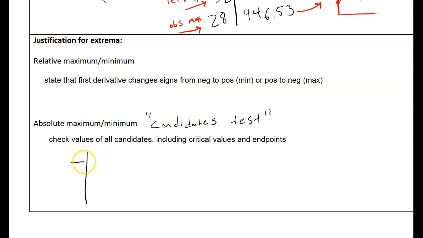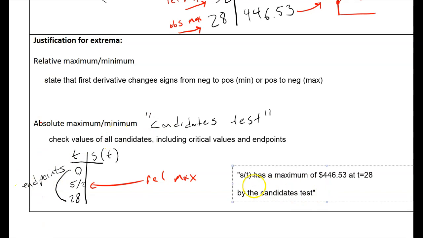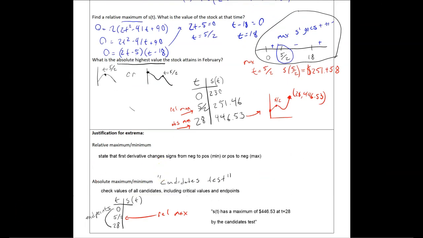And our justification then can be a table. So we can do something like we did above. We have 0, 5 halves, and 28. And the important part here is here's our relative max, and here are our endpoints of our interval. Okay. And then you can write something like this: S of t has a maximum of blah, blah, blah at t equals blah, blah, blah by the candidates test. And your justification then is your table of values.